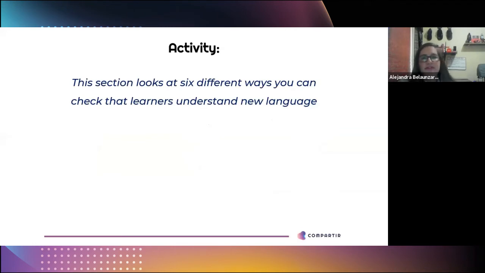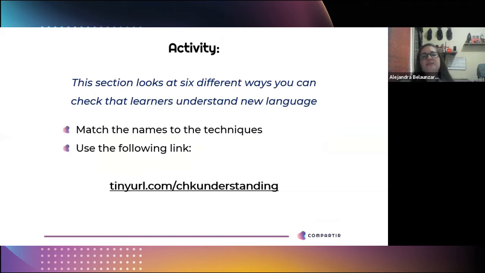Okay, we are going to do an activity. In this section, I am going to give you 6 different ways in which you can check that the learners understand the new language. The idea is that you match the names to the techniques. We are going to use this link. I am going to put it in the chat, as I did with the other one.